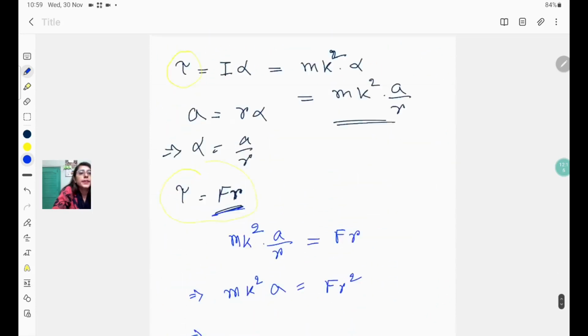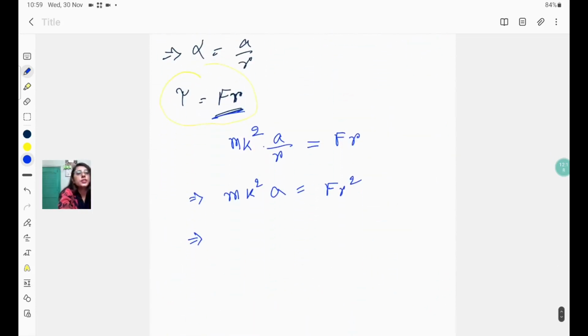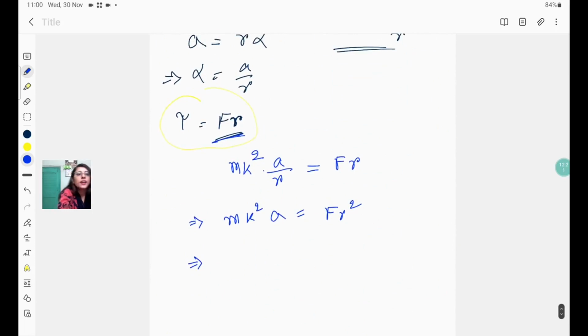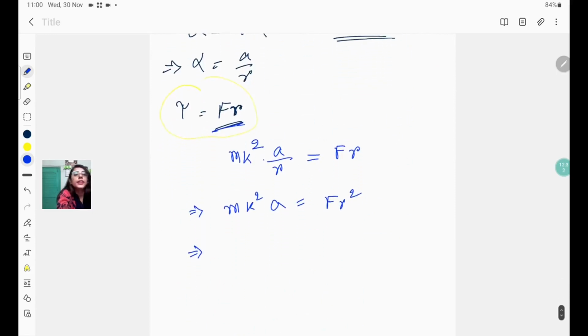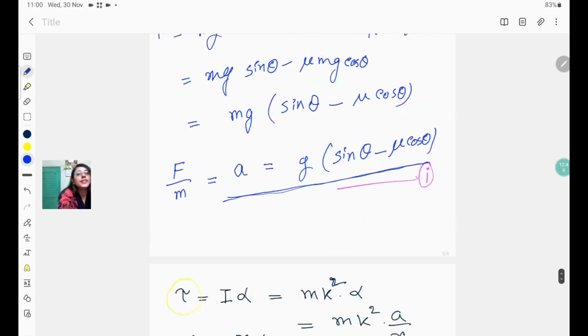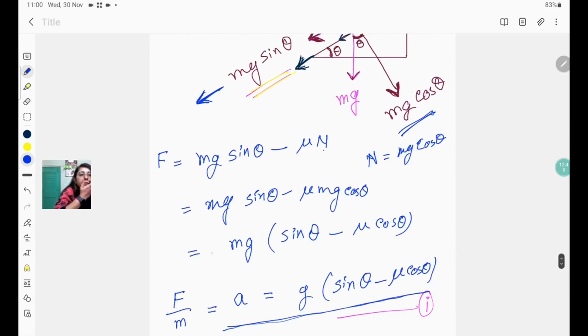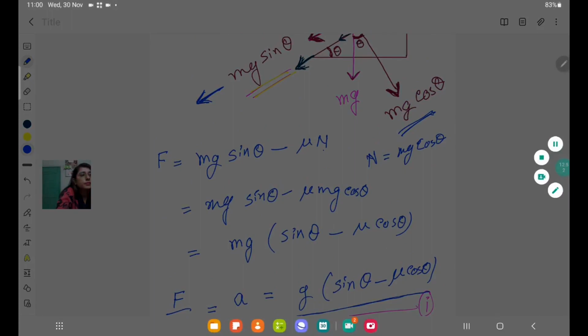So in place of A, we just have to put the value of A here, that is g into sin theta minus mu cos theta. So m into k square into g into sin theta minus mu cos theta is equal to f r square. So what is f here?